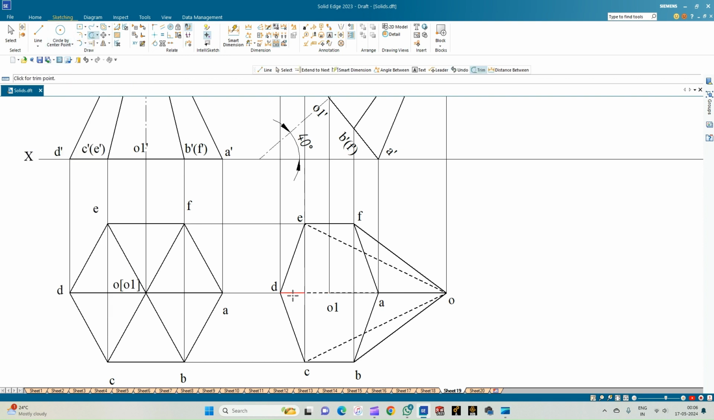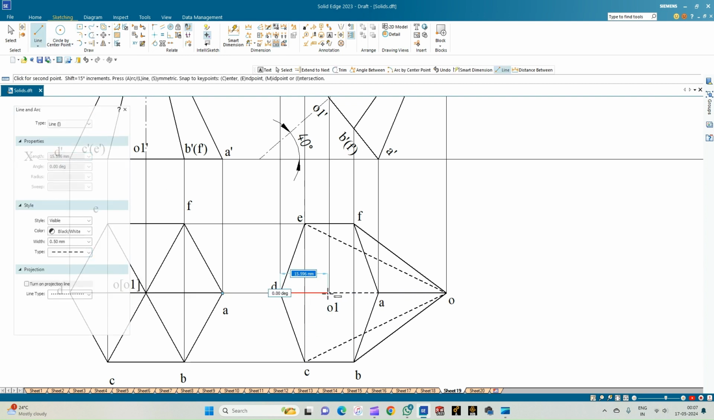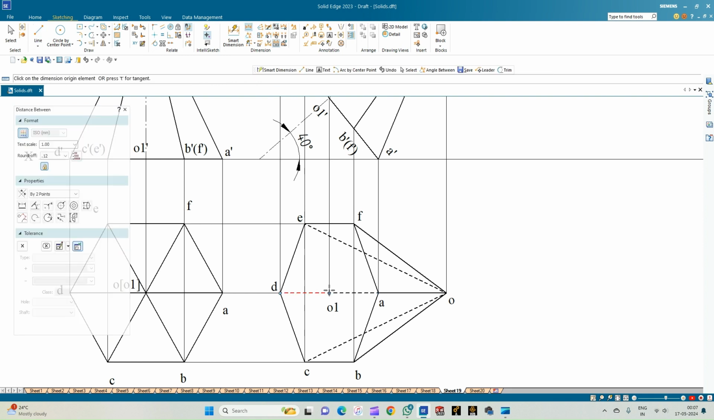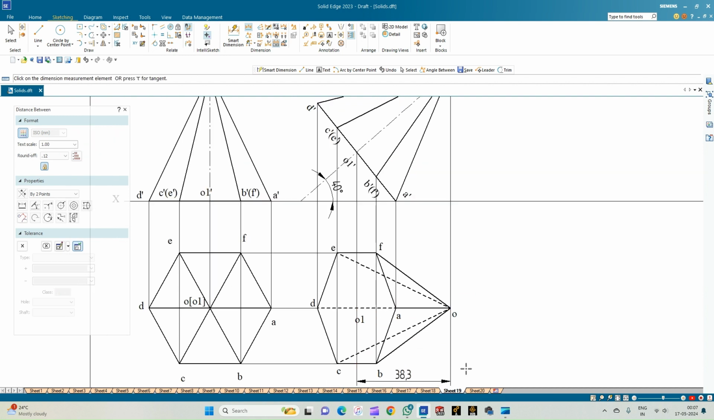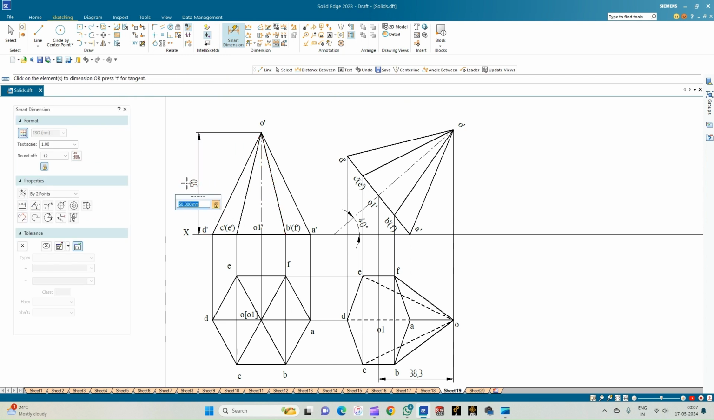So we need to take the point O1 for the next position. So let us just make this a discontinuous line. So select the line option. From D to O1, I'll make it a separate line so that I'm getting the point O1 and O separately. So now use the distance between option, measure the distance between the axis in the second position. So it is equal to 38.3 mm, while in the first position it is 50 mm.